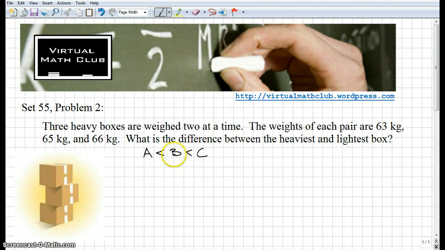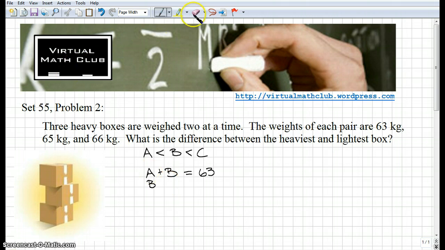I don't know how much each box weighs, or which is which over here, but I'm just going to assign that. So when we add the 2 lightest boxes, A plus B, we get the lightest weight. And we've got 63, 65, and 66. So the 2 lightest boxes have got to weigh 63 kilograms.